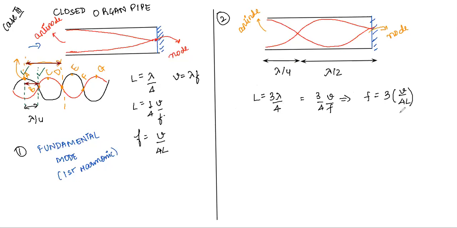Right. So we are studying the closed organ pipe and we have understood how to write down the fundamental mode and how to write down the first overtone. So this one will be called the first overtone. We have always learned the first one is called fundamental. This was the fundamental mode. The first case is always fundamental. The second case is first overtone.